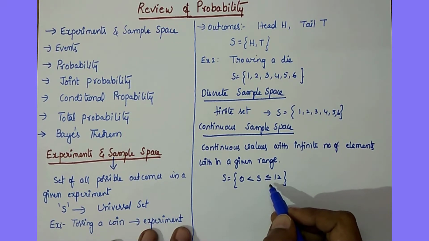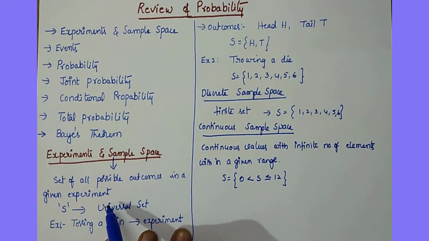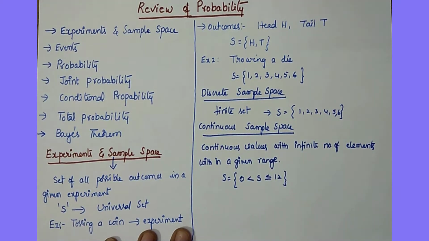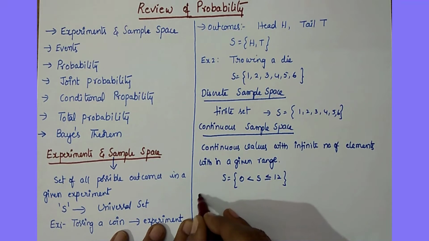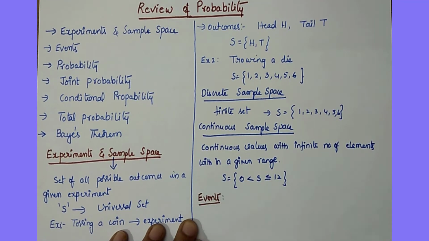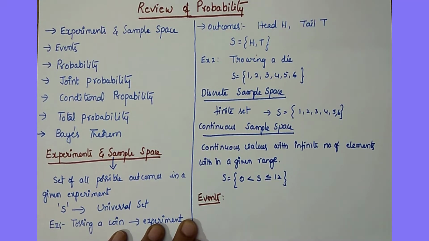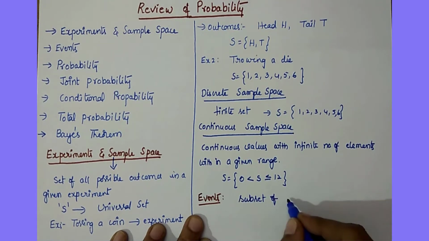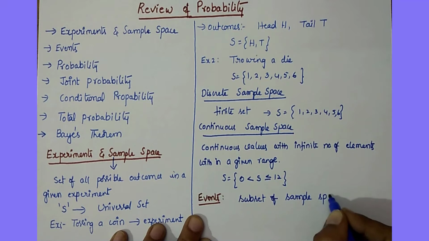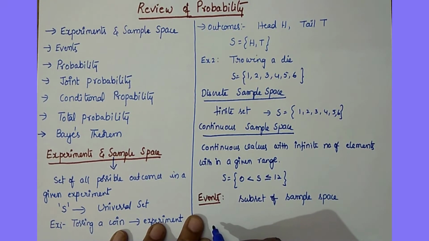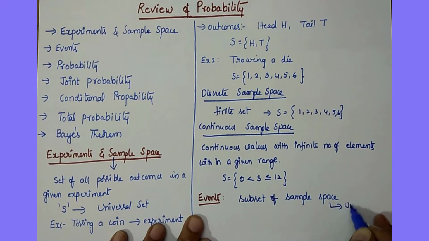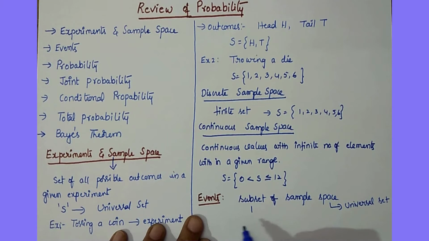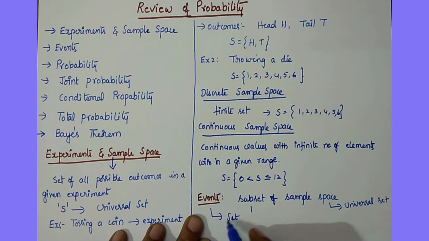Okay. So totally what are the concepts under experiment and sample space? Definition of sample space, okay, and the discrete sample space and continuous sample space. Now coming to the next concept, events. What is an event? Event is defined as a subset of sample space. Event is a subset of sample space. Means what is event? See, what is sample space actually? Sample space is universal set. Okay. It consists of all the elements.